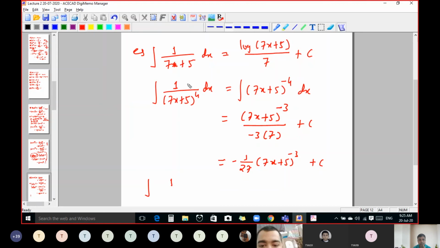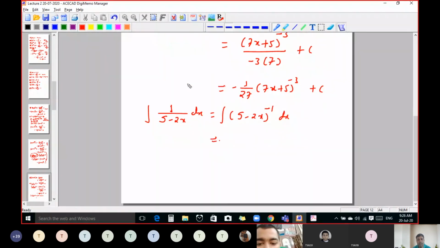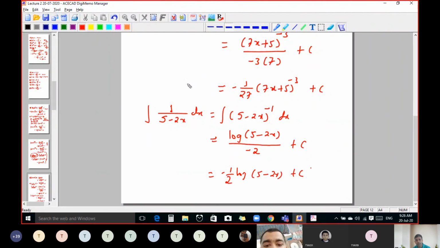But if the question is like this: integration of 1 upon 5 minus 2x. Now see, if we write this, then you will get 5 minus 2x raised to minus 1, and because the power is minus 1, the answer should be in terms of log 5 minus 2x upon, once again, coefficient of x, and the coefficient of x is what? Minus 2. So the answer is minus 1 upon 2 log 5 minus 2x plus c.